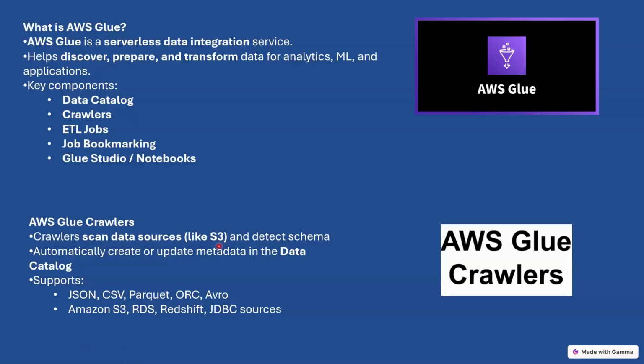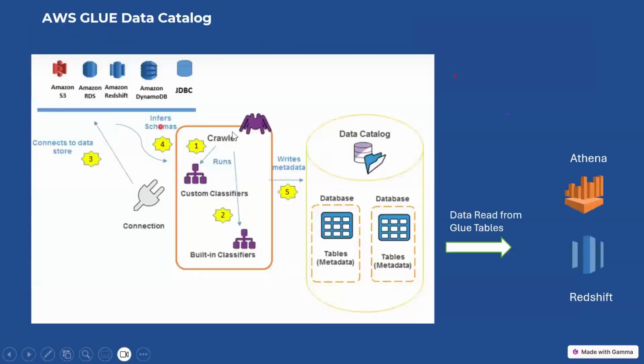It supports any file, let's say JSON file, CSV file, Parquet file, ORC, right? Or it can connect to S3, Redshift, JDBC sources. Let's say on-prem I have some database and I wanted to connect and generate the metadata. For that purpose you use crawler. Crawler connects to all these data sources and then it generates the metadata out of it, this data catalog which we talked about, right?